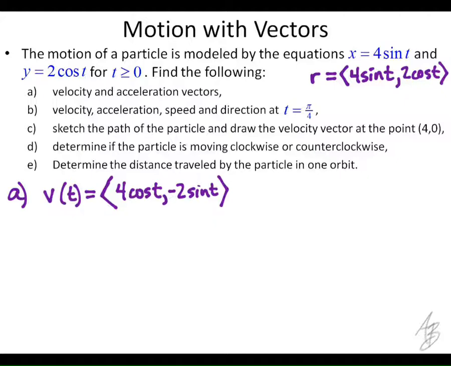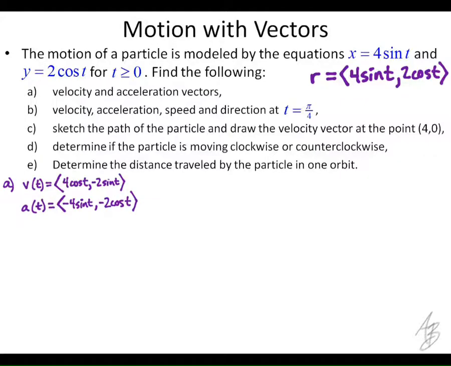The acceleration vector, remember acceleration is the derivative of velocity. So the acceleration vector is going to be what? How do we find it? Yeah, take the derivative of these component-wise again, so they're independent of each other. So the derivative of 4 cosine of t is? Negative 4 sine of t. And the derivative of negative 2 sine of t? Negative 2 cosine of t. Okay, good. And that's part A. That's all you have to do.